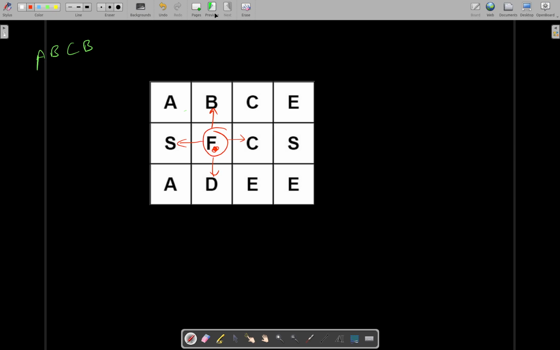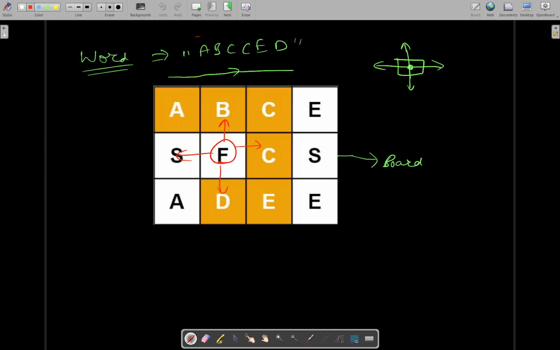So let's take one of these examples. I think this should be fine. Let me erase some unnecessary part. Okay, so it is fine. Now let's continue.